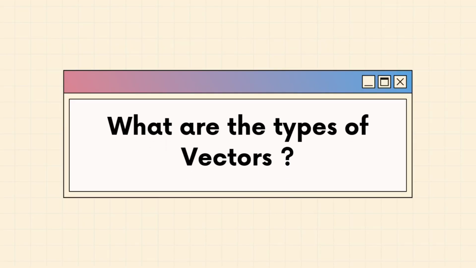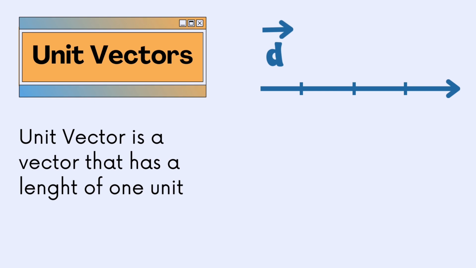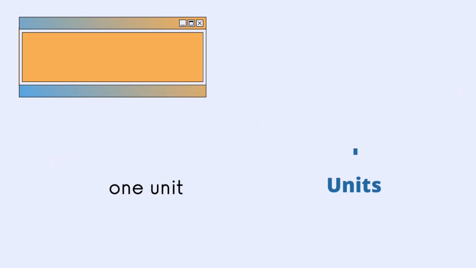So, what are the type of vector? The first type is unit vector. Unit vector is a vector that has a length of 1 unit. For example, we have a vector d, and vector d is 4 unit. So unit vector of vector d is 1 unit.